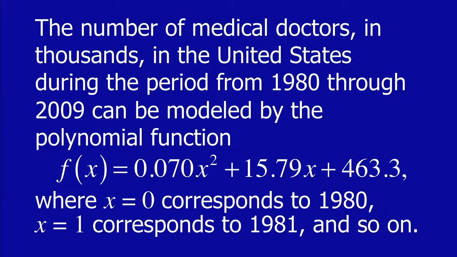The number of medical doctors in thousands in the United States during the period from 1980 through 2009 can be modeled by the polynomial function f of x equals 0.070x squared plus 15.79x plus 463.3, where x equals 0 corresponds to 1980, x equals 1 corresponds to 1981, and so on.